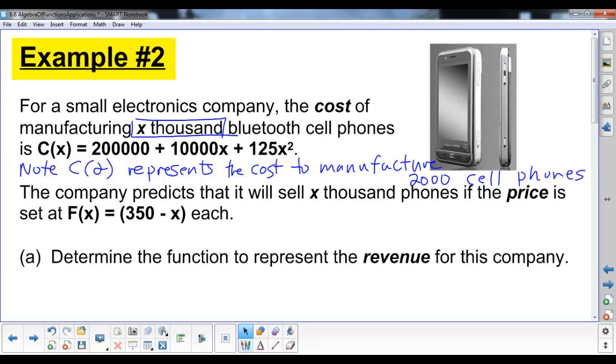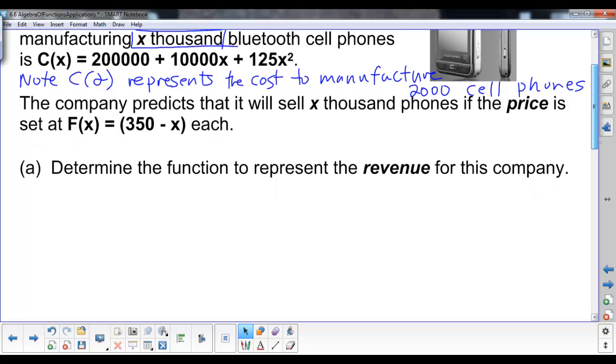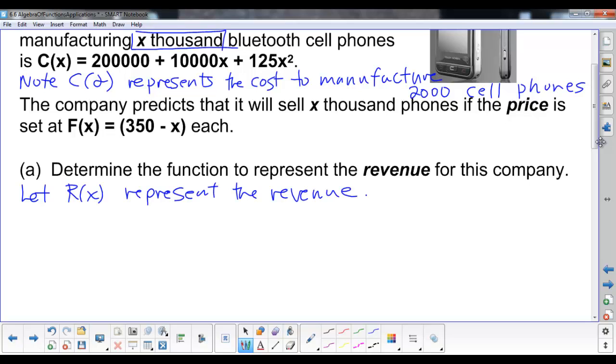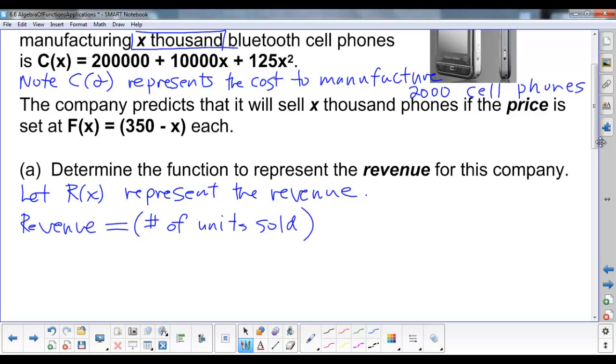Now the other piece of information we're given here is we are told the company is predicting that if they sell, and again this says X thousand phones, the price is going to be set at 350 minus X. Determine the function to represent the revenue for this company. Now one thing we will do to start off with, we should define a variable to represent revenue. And then we need to realize how to calculate revenue. So revenue will be equal to, in general, the number of units sold of an item times the unit price per item.